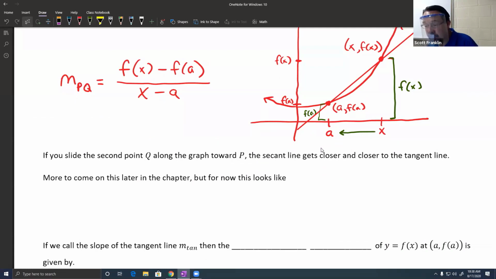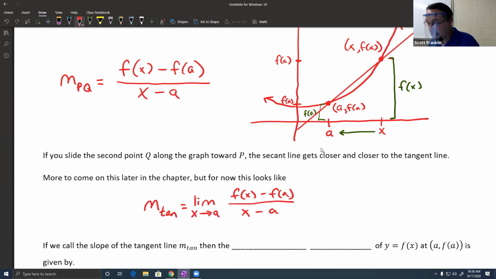I'll tell you, in the later sections of this chapter, I'm going to write this slope of the tangent line. Is going to be, you still take f of x minus f of a over x minus a, but we're going to introduce something called limits and write this expression where I write lim, which stands for limit, as x approaches a of this formula right here. Okay? And all this means is that we can go through this calculation above, but we let x get closer and closer and closer to a without actually becoming a.